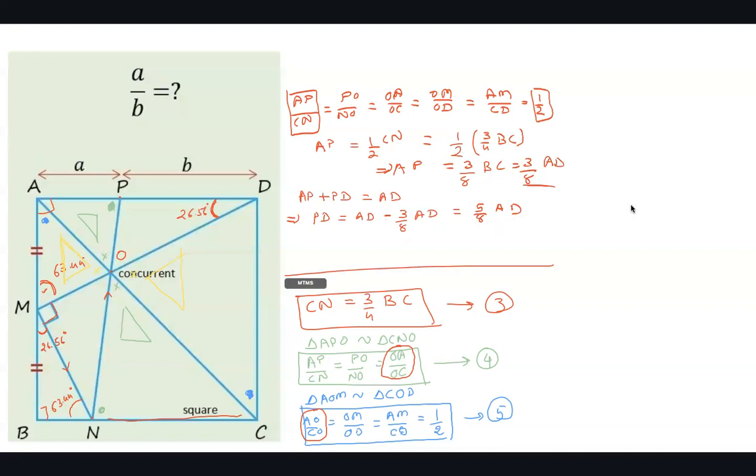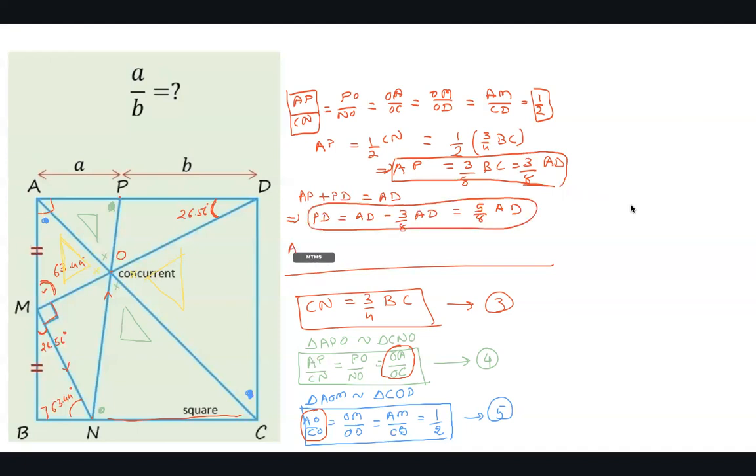Now we have both the values, AP and PD. We can just take the ratio, hence AP divided by PD is nothing but 3/8 of AD over 5/8 of AD, which is nothing but 3/5, and that should be the answer to this question.